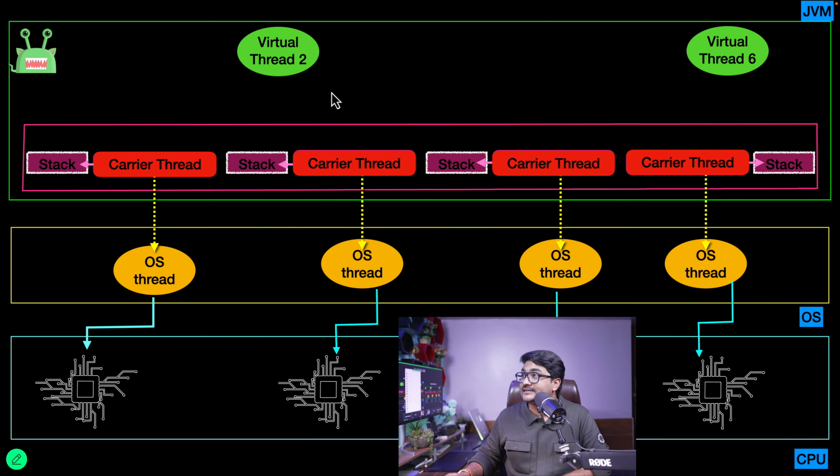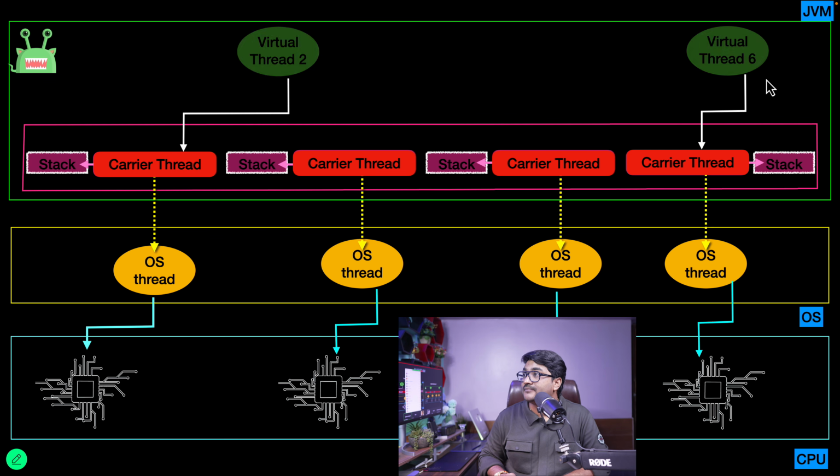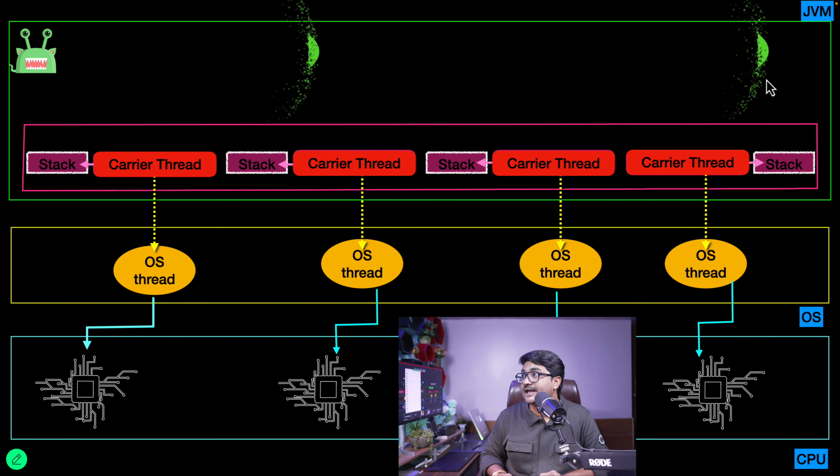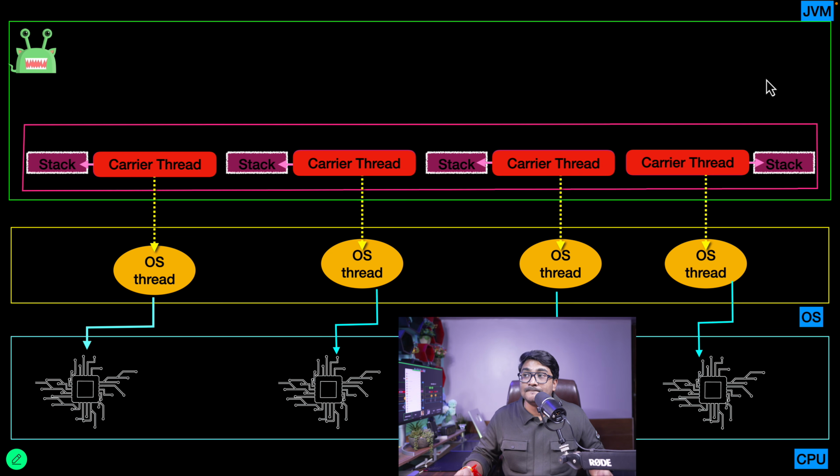Let's say these are the 2 virtual threads which are remaining right now. They can be scheduled again by the JVM on top of 2 other carrier threads. Maybe the same carrier threads can be used over here, and now they will run. Once this is done, the garbage collector again is going to eat them up. This is how all your virtual threads will be scheduled by the JVM, and as a developer, you have very little control over that.